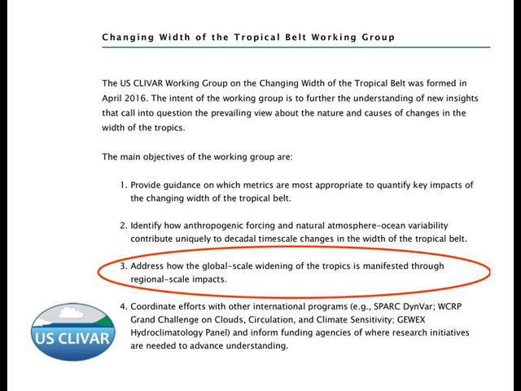Thank you, Kevin. Yeah, so from Kevin's slides, you saw that there are distinct spatial signatures from interannual variability and the forced response. That leads us to this third focus area, which is on the regional impacts of tropical widening. Perhaps the first challenge with this group is narrowing the focus.